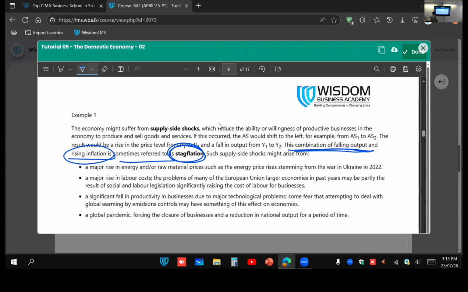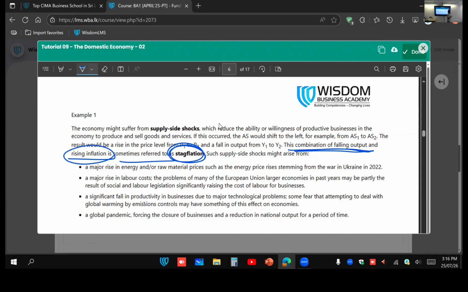That's it. Supply side shocks might arise from several examples. This I've given. Major rise in energy and raw material prices. A major rise in labor costs, the problem of many large European economies. A significant fall in productivity in businesses due to major technological problems. A global pandemic, just like COVID-19, or a natural disaster whatsoever, which will affect the supply side. Those are known as supply side shocks.